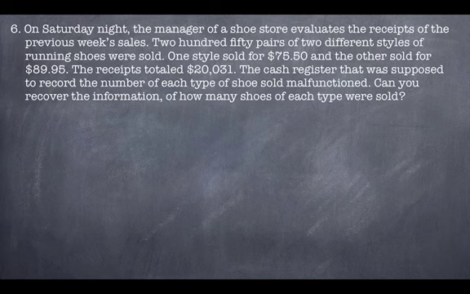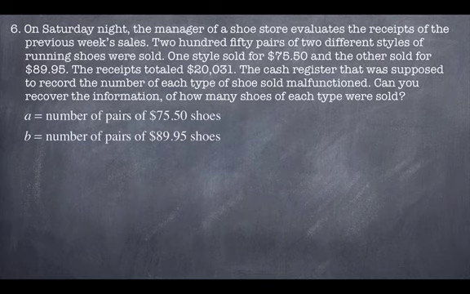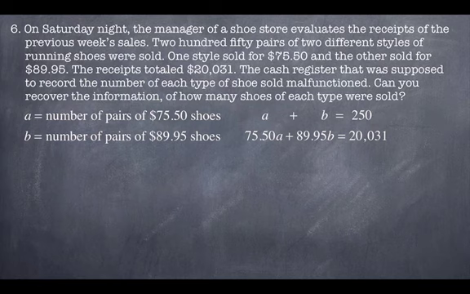And of course, you would say yes. I'll be more than happy to. So this is what we're going to do. We're going to let A and B equal what you see there. The two equations generated by the information in the problem are the following: A plus B is equal to 250, and 75.50 times the number of A shoes plus 89.95 times the number of B shoes equals total sales, which you see here. So here are your two equations.